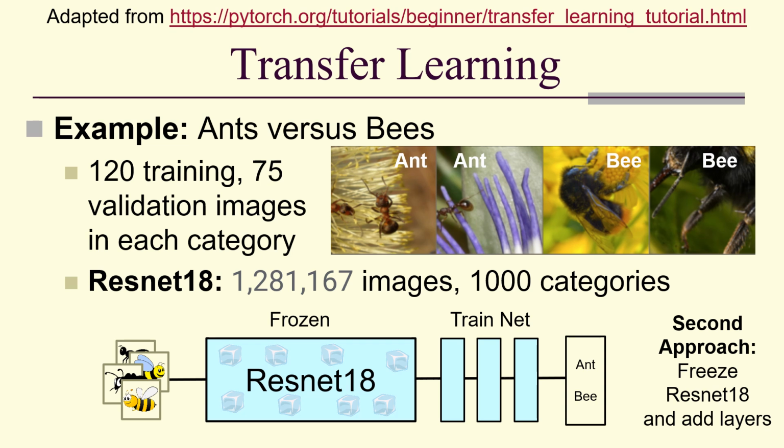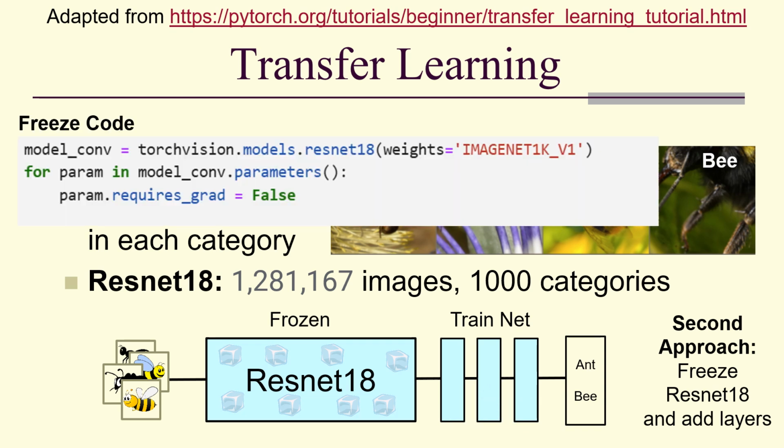Now the other thing we could do is freeze ResNet 18 and add layers, in which case we're only going to train the new part. Now we'll go forward on the entire thing, but we'll only train the new part. Here's the freezing code. Essentially, freezing means turning off derivative calculations.